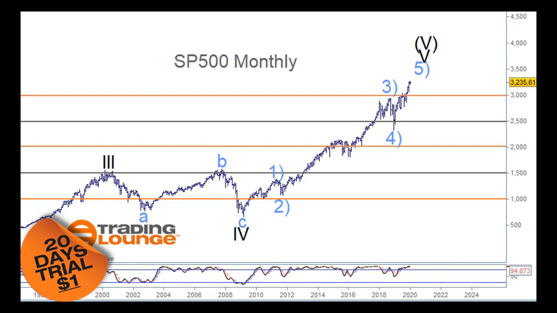I'm covering the US Indices for the 6th of January, starting with the S&P here on the monthly chart. We're looking for the A wave, the B wave and the C wave, coming back into the GFC here and the tech boom over here.